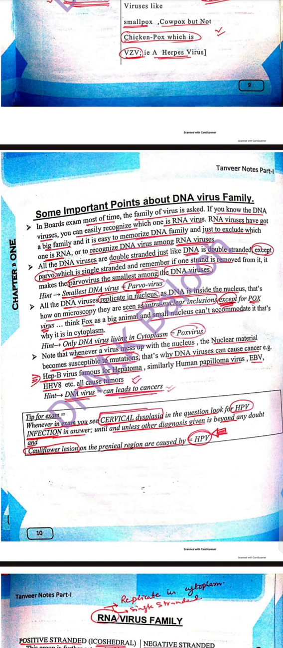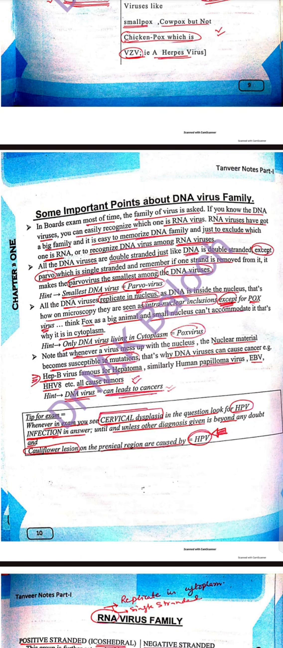All the DNA viruses replicate in nucleus as DNA is inside the nucleus. That's how on microscopy they are seen as intranuclear inclusions, except for pox virus. Think pox as a big animal and small nucleus can't accommodate it. That's why it is in cytoplasm. So this is the point how to remember. One hint is only DNA virus living in cytoplasm is pox virus.